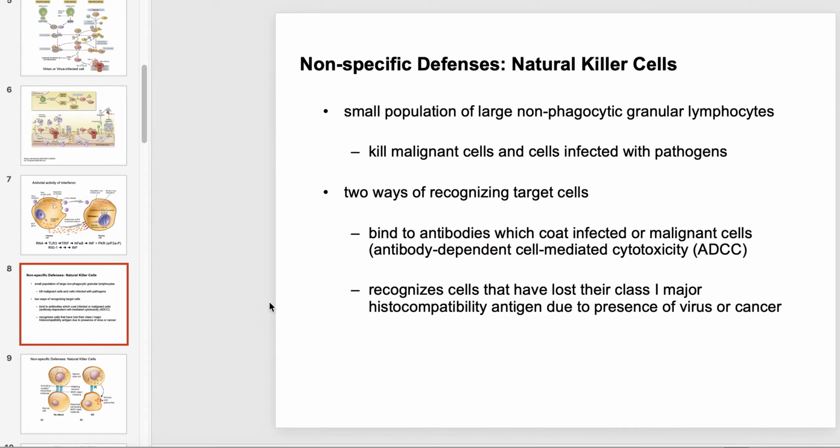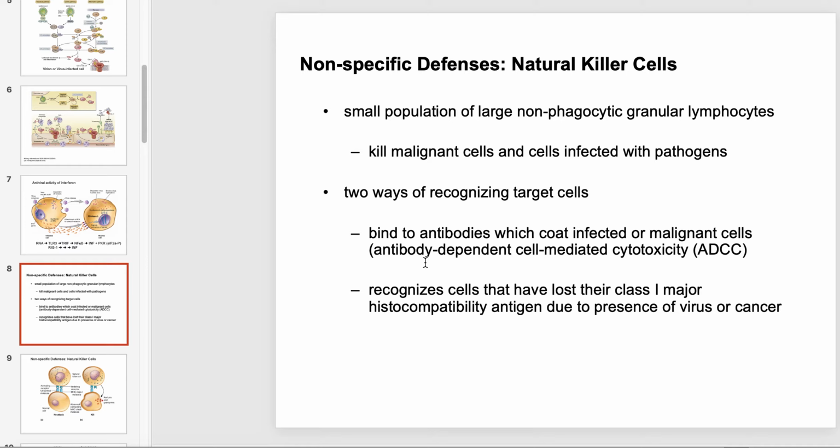So natural killer cells are parts of the innate immune response as well. These guys are a small population of large non-phagocytic granular lymphocytes, meaning that they contain granules that are full of toxins that will kill virus-infected cells. And so you can imagine these guys being very important in fighting infection. They produce a couple molecules that punch holes in the cells and actually kill them.